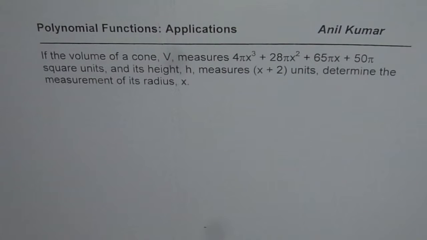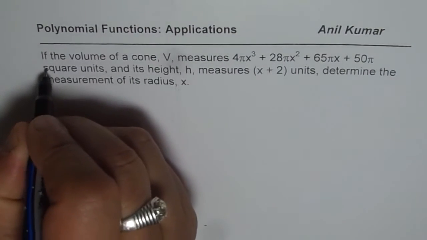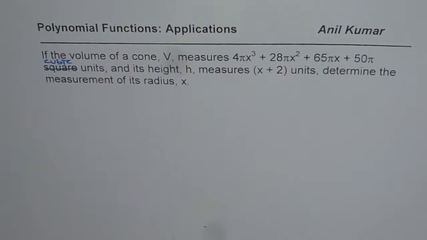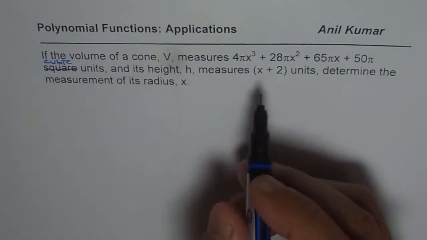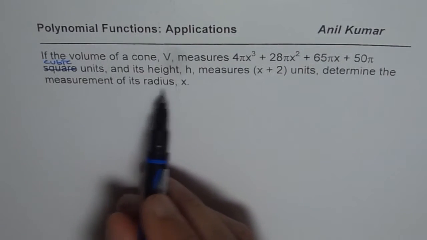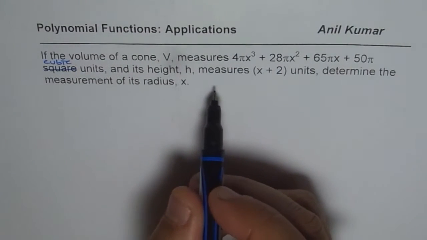If the volume of a cone V measures 4 pi x cubed plus 28 pi x squared plus 65 pi x plus 50 pi cubic units, and its height h measures x plus 2 units, determine the measurement of its radius. So it is a question in which you have to rearrange the formula and get the answer.